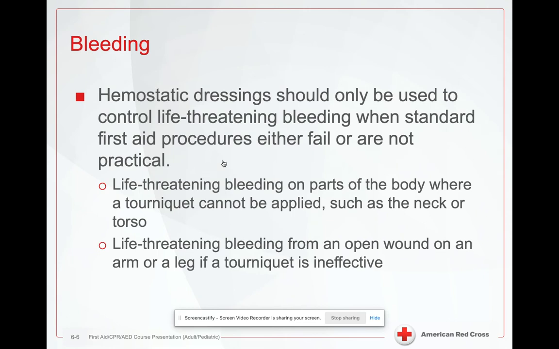So a hemostatic dressing should only be used to control life-threatening bleeding when standard first aid procedures either fail or are not practical. Again, life-threatening bleeding on parts of the body where a tourniquet cannot be applied, such as the neck or torso. This would be a great time to use a hemostatic dressing, as well as life-threatening bleeding from an open wound on an arm or leg if a tourniquet proves ineffective. Would all be times when we could use a hemostatic dressing.